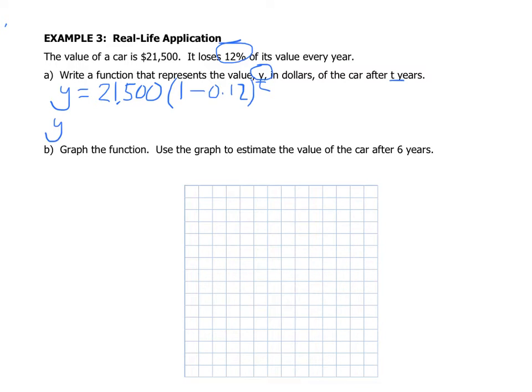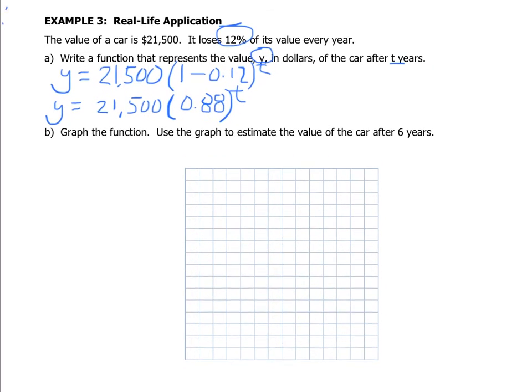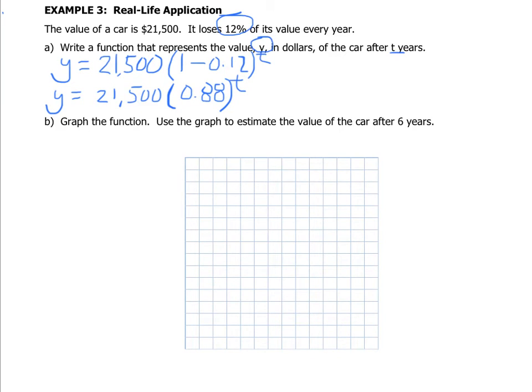We can fine-tune it a little bit better by actually doing 1 minus the 0.12 to get 21,500 times 0.88 to the t. So now we want to graph this. Okay, so a couple of things. We're going to want to talk about how we can make a table. We want to use the calculators, so we can certainly do that. And then we want to show it on a graph.